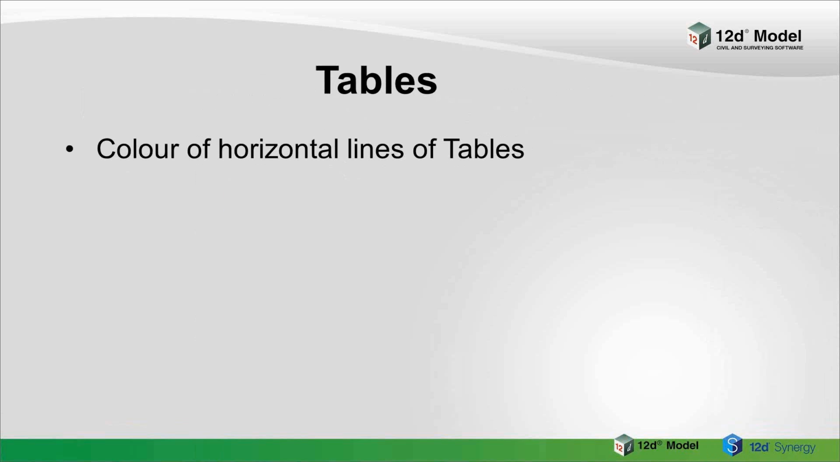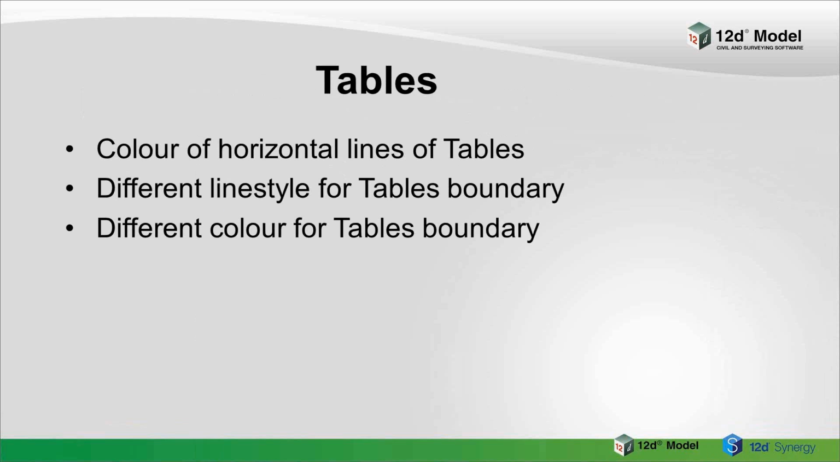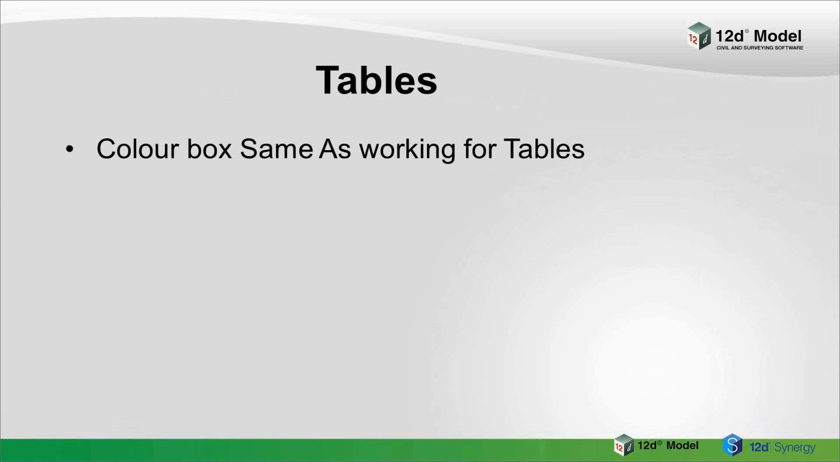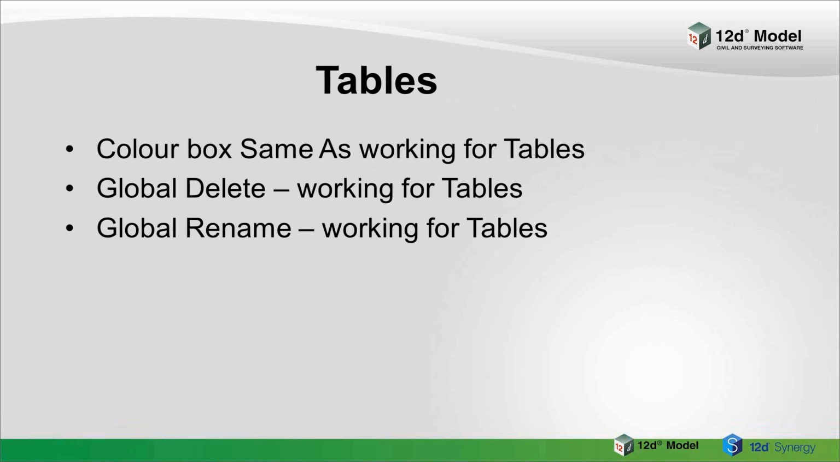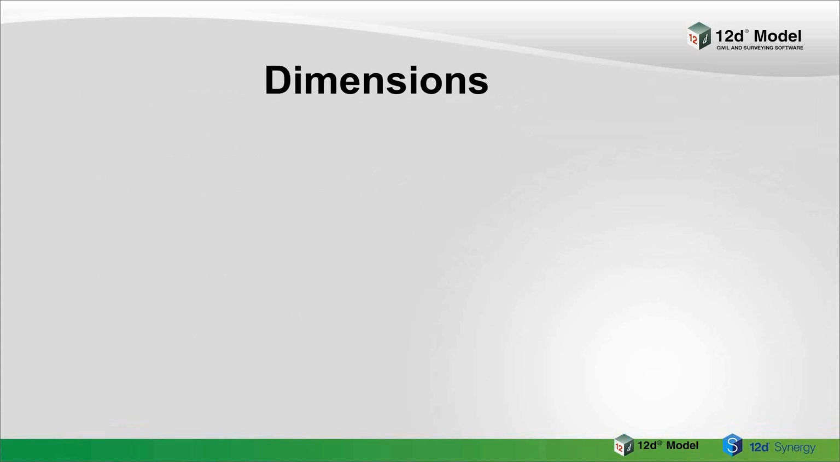Tables were introduced in version 11, and again we've got a whole lot of extra things you can do. You can have horizontal lines coloured, different line styles for the boundaries, different colours for the boundaries. You can merge cells and it'll tell you to discard or combine them, explode tables. You can actually have a colour same as box works for the tables. The global delete and rename both now works for tables, and you can actually have multiple files, and we'll demonstrate that one to you. And there's macro calls for the tables.